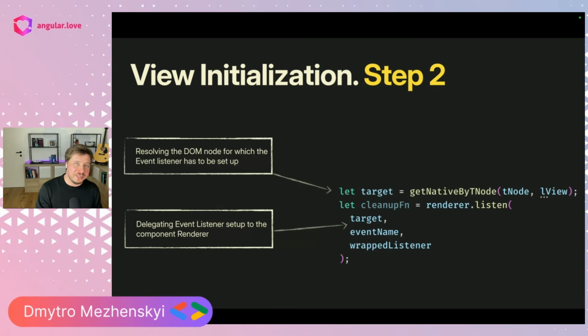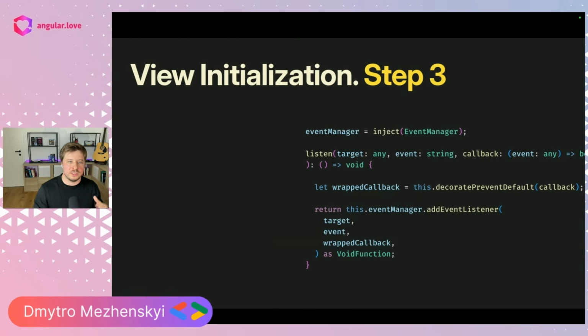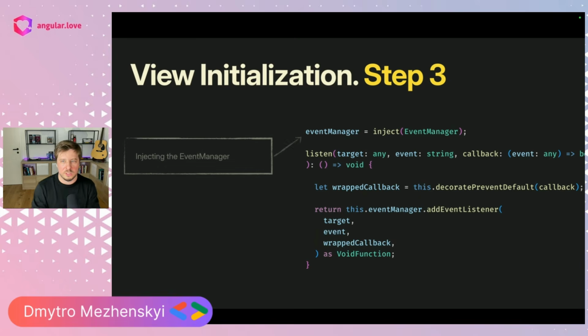However, the renderer is the first abstraction layer. The renderer doesn't really do the job of the event listener setup. Instead, it injects the so-called EventManager. We will talk about it a little bit later.